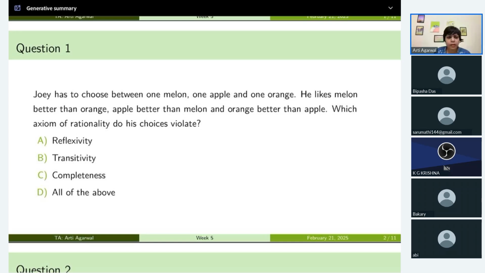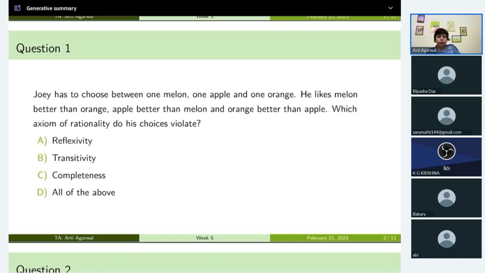Okay, so suppose there's this guy Joey. He has three options. One is a melon, the other is an apple, and next is the orange. He says that he likes melon better than orange, apple better than melon, and orange better than apple. So he has given a certain preference criteria for his choices. And now the question is, which axiom of rationality do his choices violate?